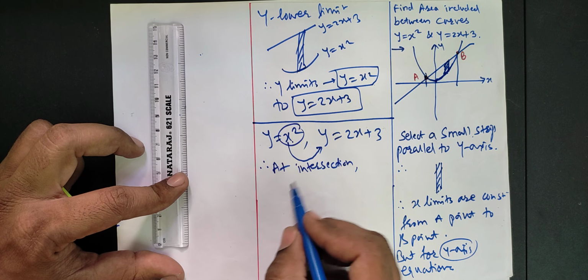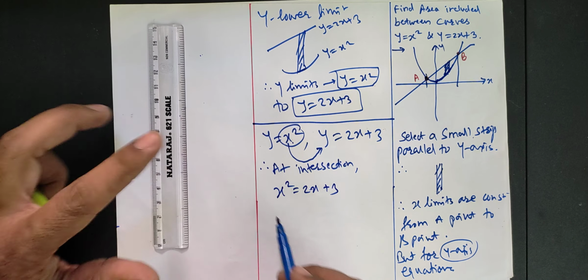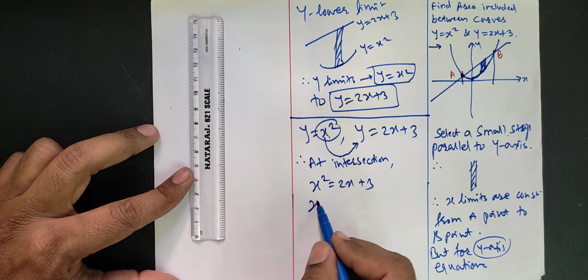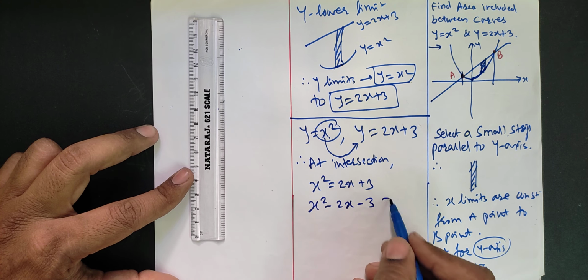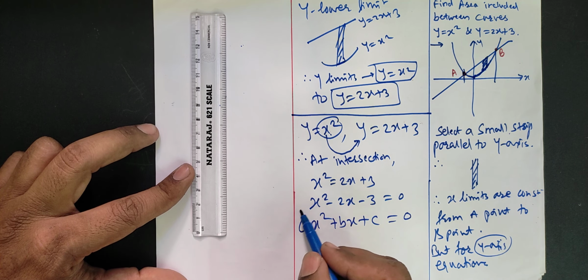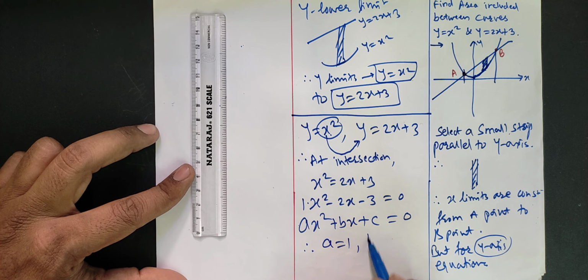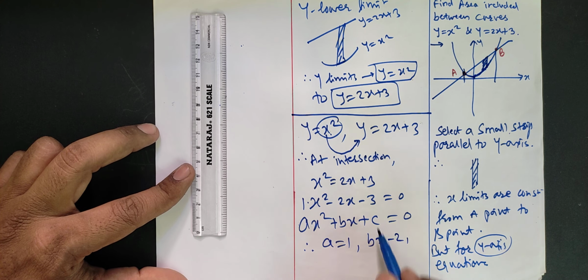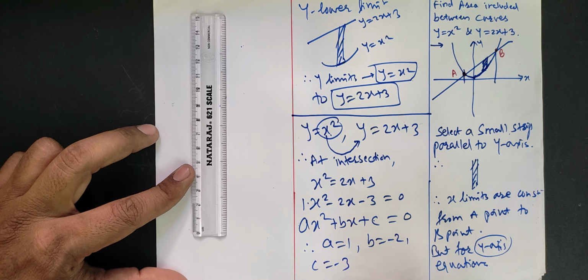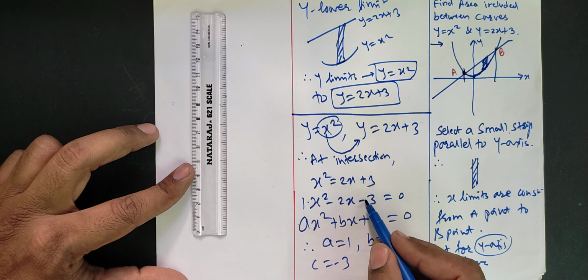So put x square into y. So x square equals 2x plus 3. Take it on this side. It gives me x square minus 2x minus 3 equals 0. Now this became my quadratic equation, which is ax square plus bx plus c equals 0. Now compare it. It is 1 x square actually. So comparing, a equals 1, then b equals minus 2, then c equals minus 3. These are the values of a, b and c.